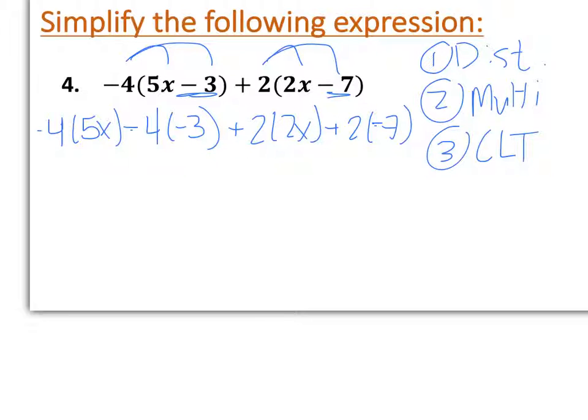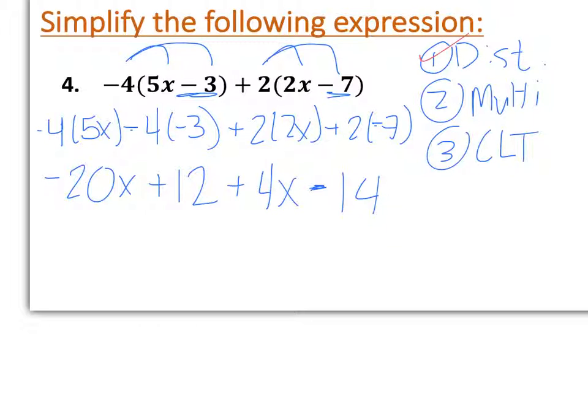Negative 4 times 5x is negative 20x. Negative 4 times a negative 3. A negative times a negative is a positive. And 4 times 3 is 12. Then we have 2 times 2, which is 4, and there's some x's. And then we have 2 times negative 7. A positive times a negative is always a negative, no matter which number is bigger. And then 2 times 7 is 14.